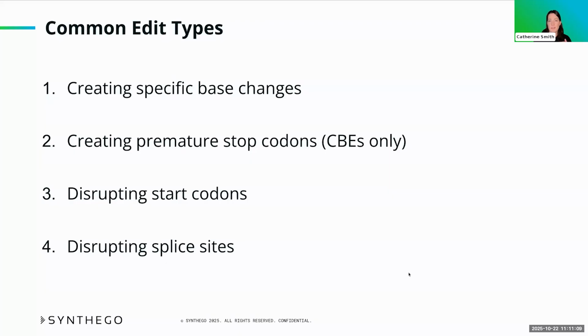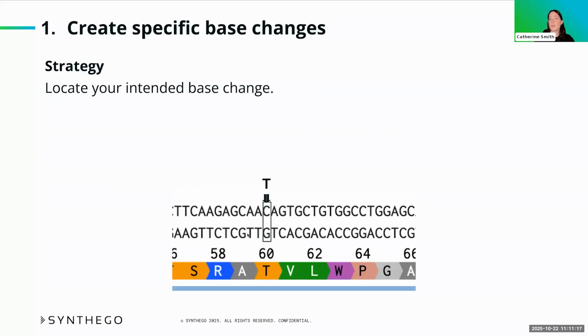With the editing window in mind, let's talk about how you might approach designing guides for each of the editing strategies I mentioned earlier. We'll start with using base editing to create specific base changes. So let's say that this is your dream edit site, and your experimental goal is to convert this ACA threonine codon to an ATA isoleucine codon.